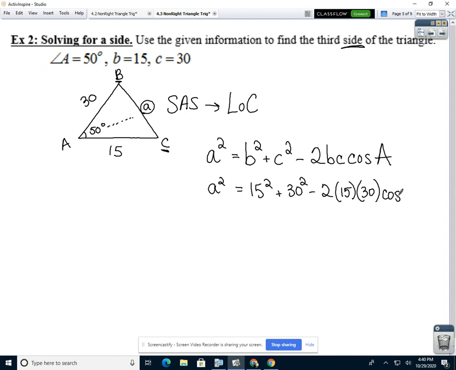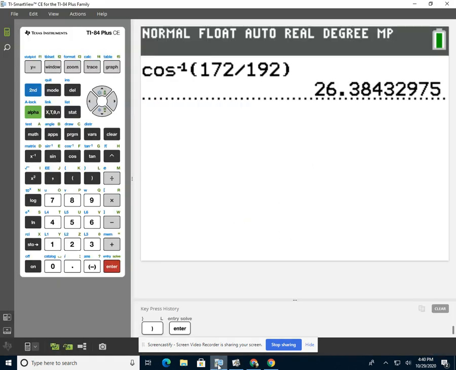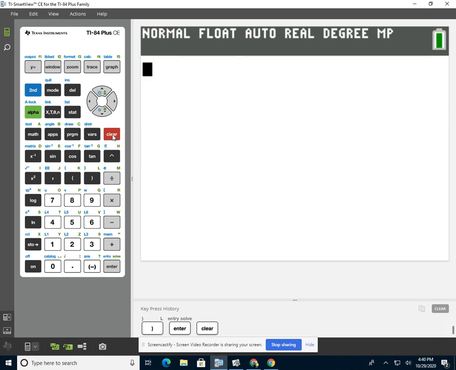Do we have angle A? Yes, we do. Oh my gosh, 50. And if you're looking at this, some of you are like, oh my goodness, what can I do? I can just go into your calculator, right? I'm going to pull that up. And we can really just start simplifying. So let's go ahead and do that.